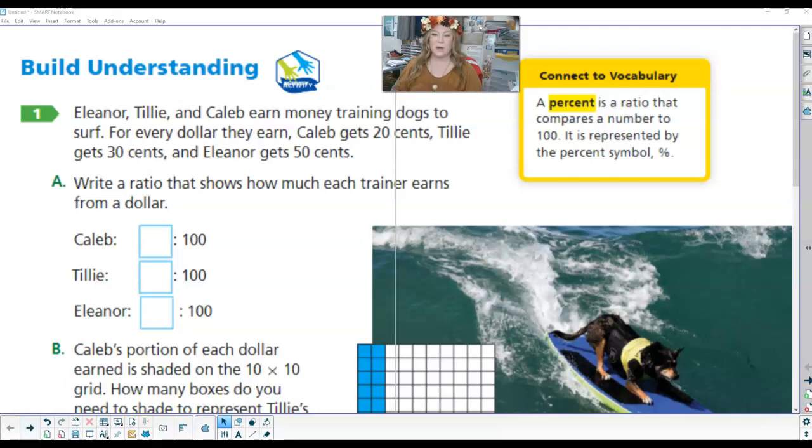For 7.1, task 1, we're going to be working on percents, fractions, and decimals. So remember, a percent is just a ratio, and a ratio is just a fraction. And it's always compared to 100. The percent sign looks like this, right? I can remember it means 100.